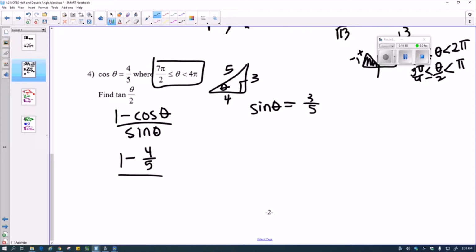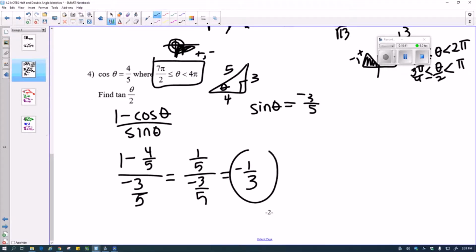But where am I? That's between 3.5 and 4, so I'm in the fourth quadrant, and that is a negative sine location, so over negative 3/5. And then I go ahead and simplify. I get 1/5 over negative 3/5, and I'm down to negative 1/3. So again, it's really just being aware, looking at the identities, choosing the one that you're going to use, going back in time into your geometry days, and doing some of that SOHCAHTOA stuff, figuring out your missing sides, and then simplifying.